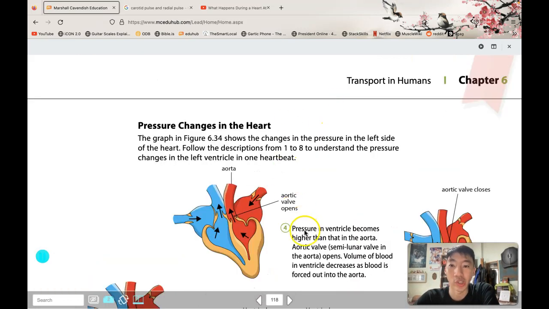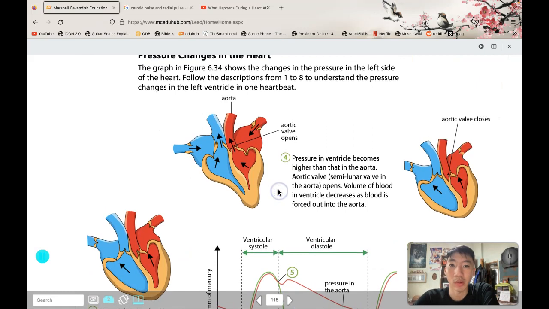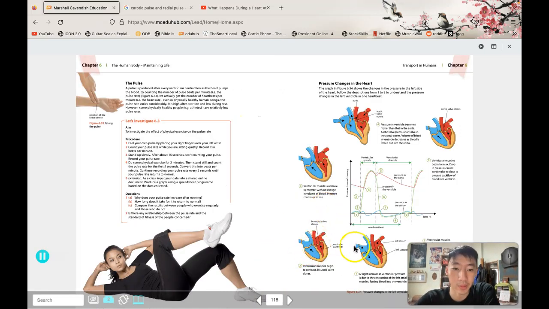Let's talk about pressure changes in the heart. This graph shows the changes in pressure in the left side of the heart, focusing purely on the left ventricle and the left atrium over here. The reason why is because this area is where it's heading towards the aorta, and so that's a bit more important, at least to doctors and scientists. This is an important area. Let's talk about it step by step.